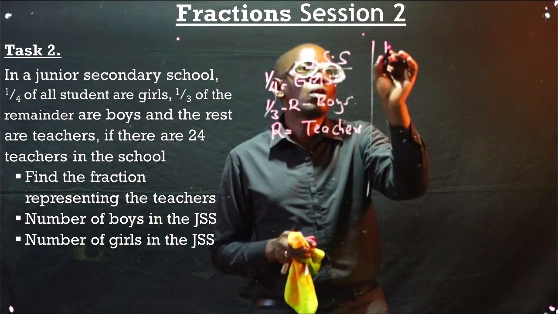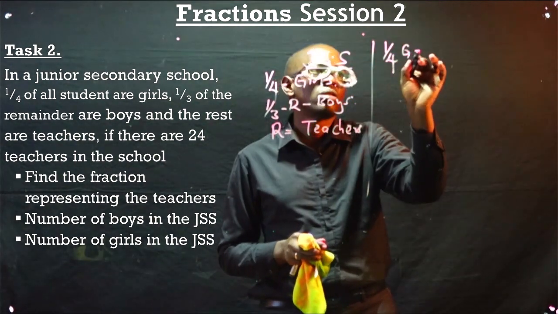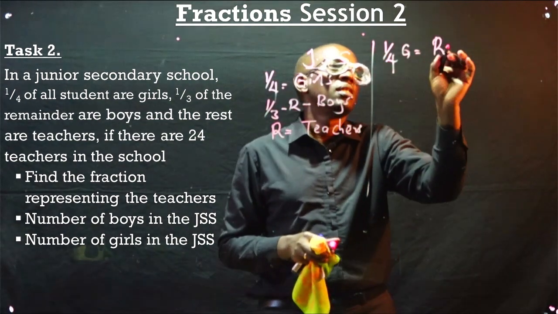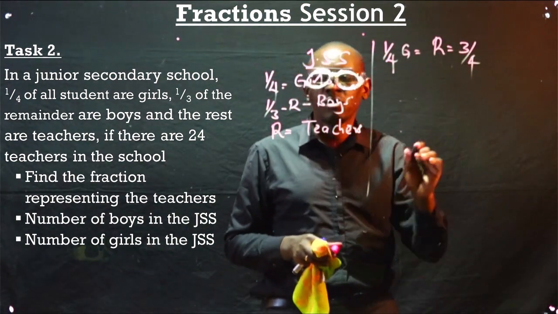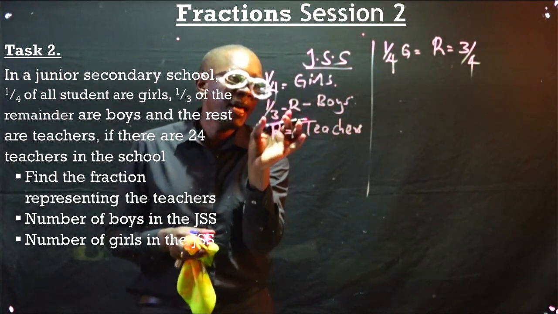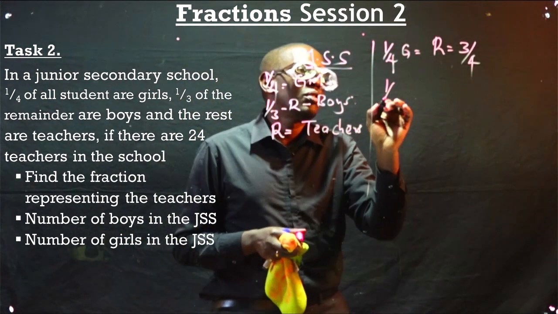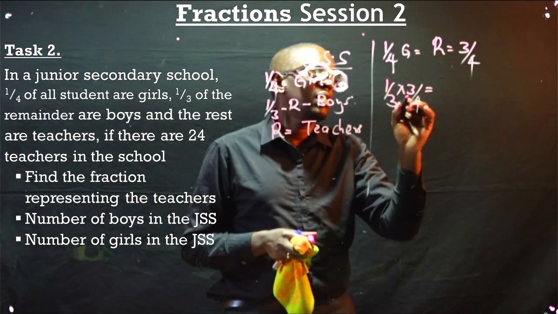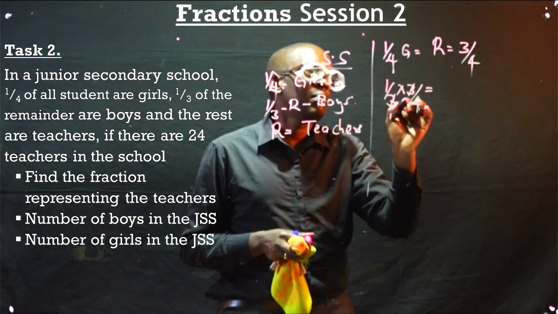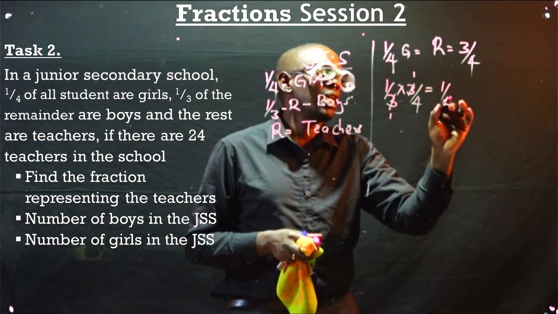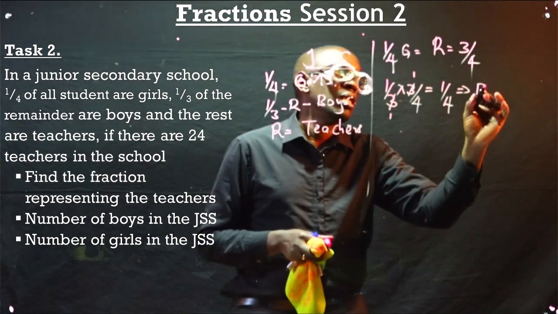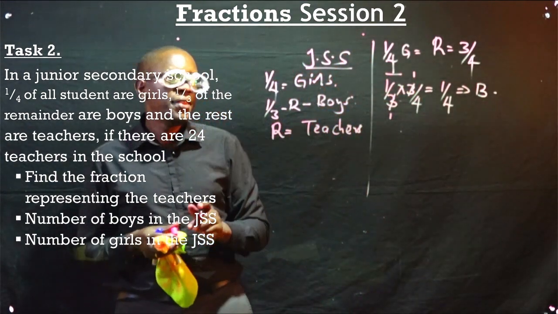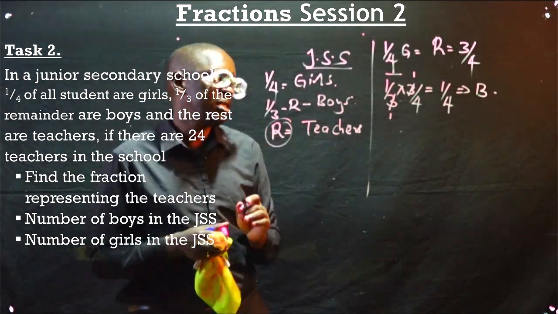So if a quarter are girls in the whole school population, then the remainder is 3/4, correct? Now, if a third of the remainder are boys, this is 3/4 by 1/3. So a quarter are boys. Remember, a quarter are girls. Then the remainder are teachers.